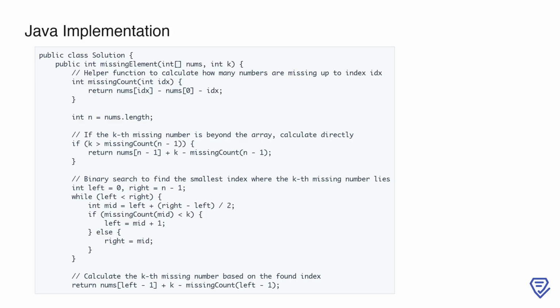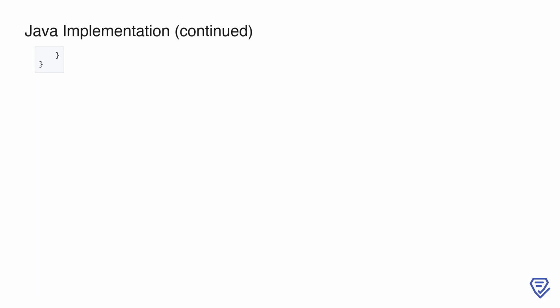We initialize left to 0 and right to n-1, setting up the bounds for our binary search loop. Within the binary search loop, we calculate the middle index, mid, using the formula left plus (right minus left) / 2 to prevent potential overflow. If the count of missing numbers up to mid is less than k, it means the kth missing number must lie further to the right, so we adjust left to mid plus 1. Otherwise, we adjust right to mid to narrow the search space towards the left.